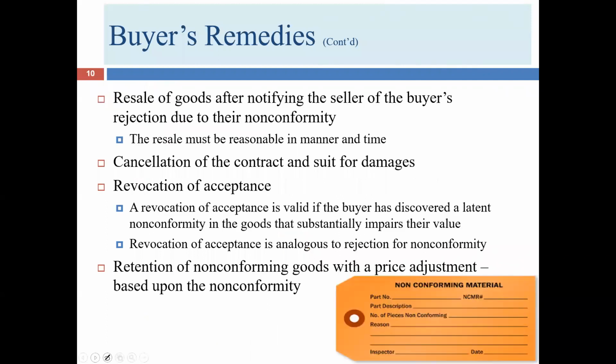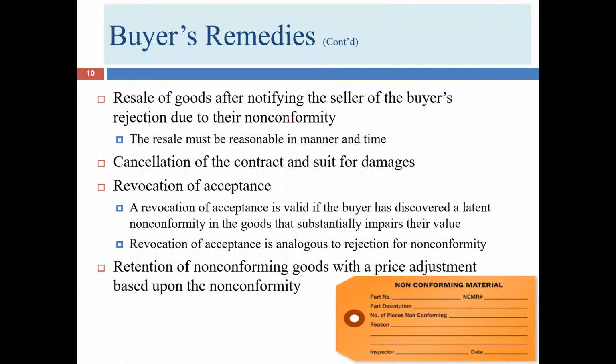Here's a few other remedies. A resale of goods after notifying the seller of the buyer's rejection due to their nonconformity. So let's say that I order green tablecloths and you deliver blue tablecloths. I don't want blue tablecloths. I let you know, hey, come and get them. And you say, no, I'm not going to. I'm not going to refund you your money either.